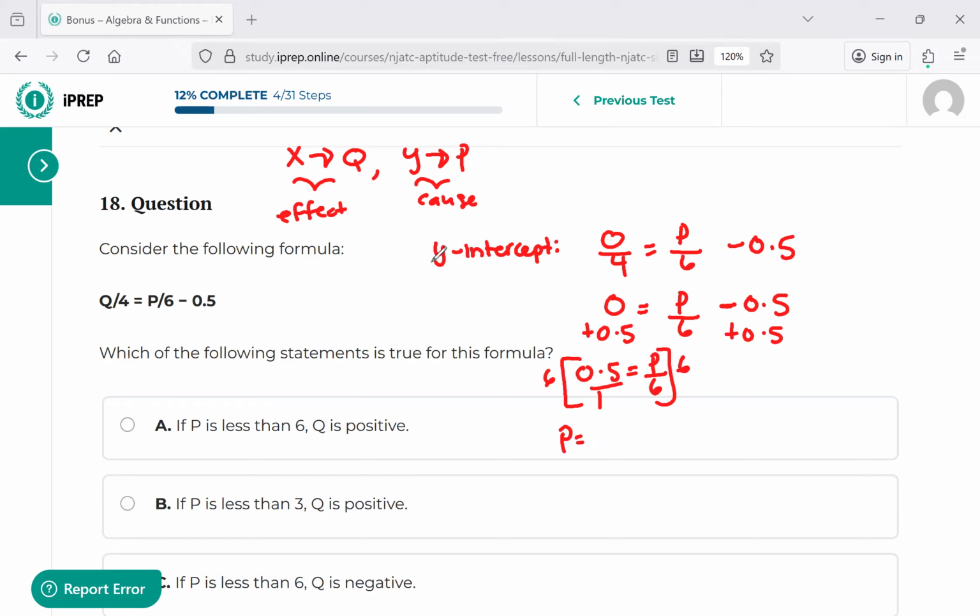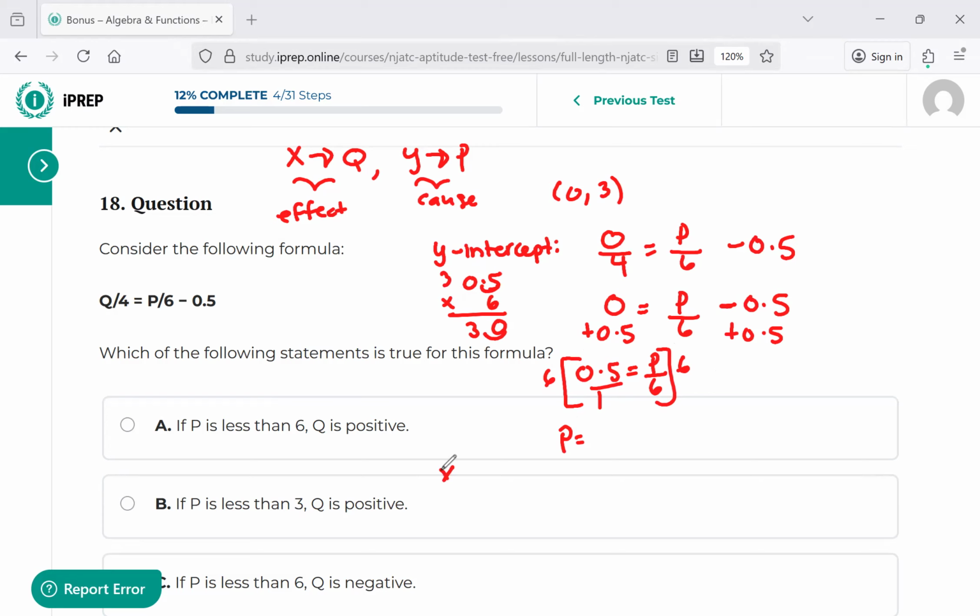So what's 6 times 0.5? You can do that, right? 6 times 5 is 30. Carry the 3. 0 times 6 is 0, and add 3. This is a total of one decimal. So my p is 3. So we have a y-intercept at (0, 3).